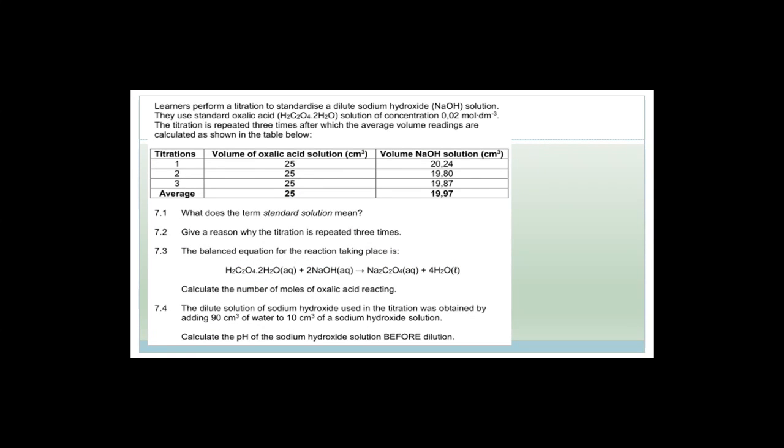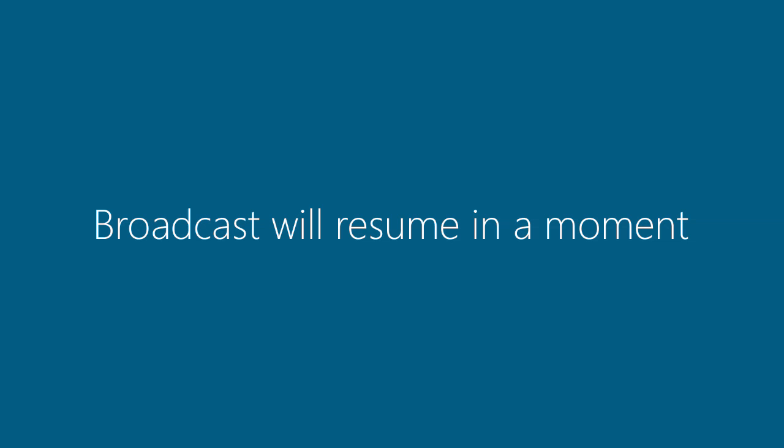Right, now it says, learners perform a titration to standardize a dilute sodium hydroxide solution. We use standard oxalic acid solution, H2C2O4, with water, of concentration 0.02 moles per decimeter cubed. Titration is repeated 3 times, which it should be done at least 3 times to get an average reading. Okay, and they show you the values. So you've got titrations 1, 2, and 3.